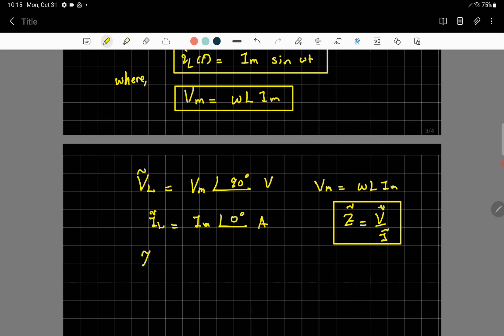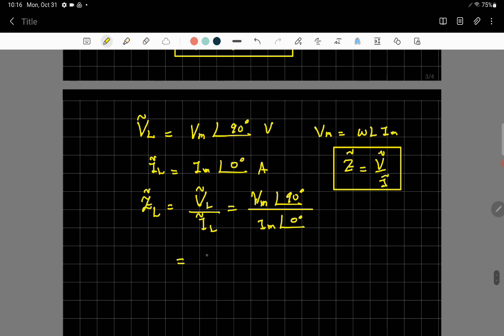So let's now find the impedance of the inductor. I divide the voltage across the inductor by the current in the inductor. The voltage across the inductor is Vm angle 90, and the current is Im angle 0. So when you divide both, you get Vm over Im angle 90. But what's Vm? Let's replace it: omega L Im and angle 90, which you can write as J.